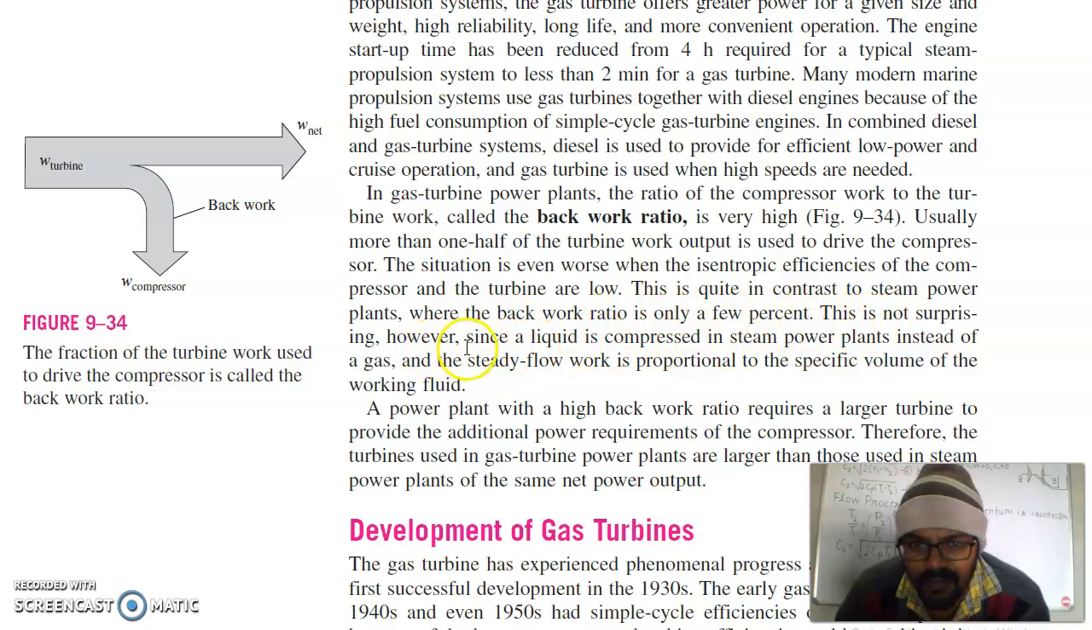This is not surprising, however, since a liquid is compressed in a steam power plant instead of a gas, and the steady flow work is proportional to the specific volume of the working fluid. A power plant with a high back work ratio requires a larger turbine to provide the additional power requirements of the compressor. Therefore, the turbines used in gas turbine power plants are larger than those used in steam power plants of the same net power output.